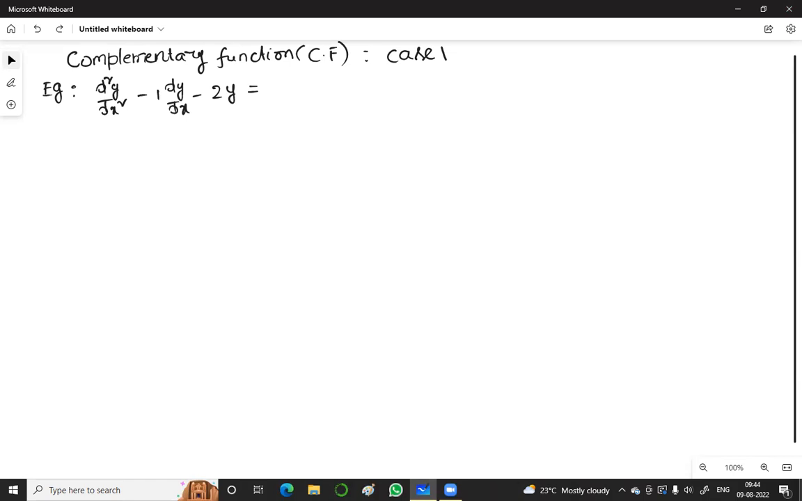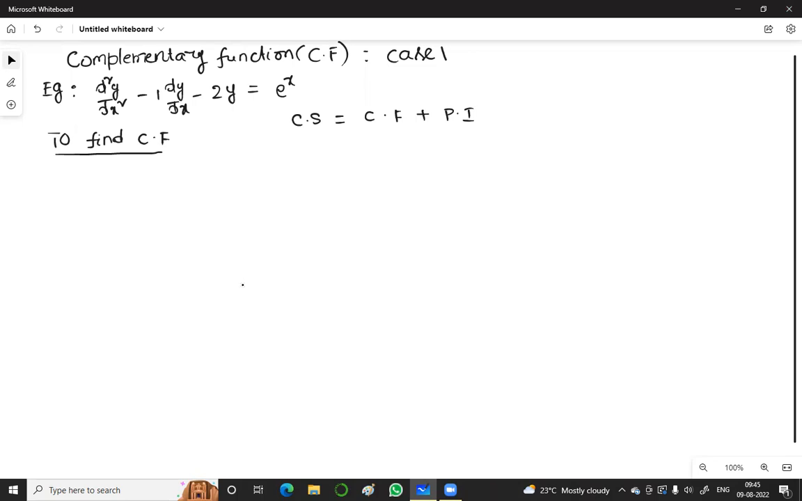Now the question is d square over dx square minus 1 into dy by dx minus 2y is equal to e to the power x. So now I am going to find complementary function. Remember, the complete solution is equal to complementary function plus particular integral. But anyhow, here in this problem, we are asked to find complementary function only. So we no need to find particular integral.